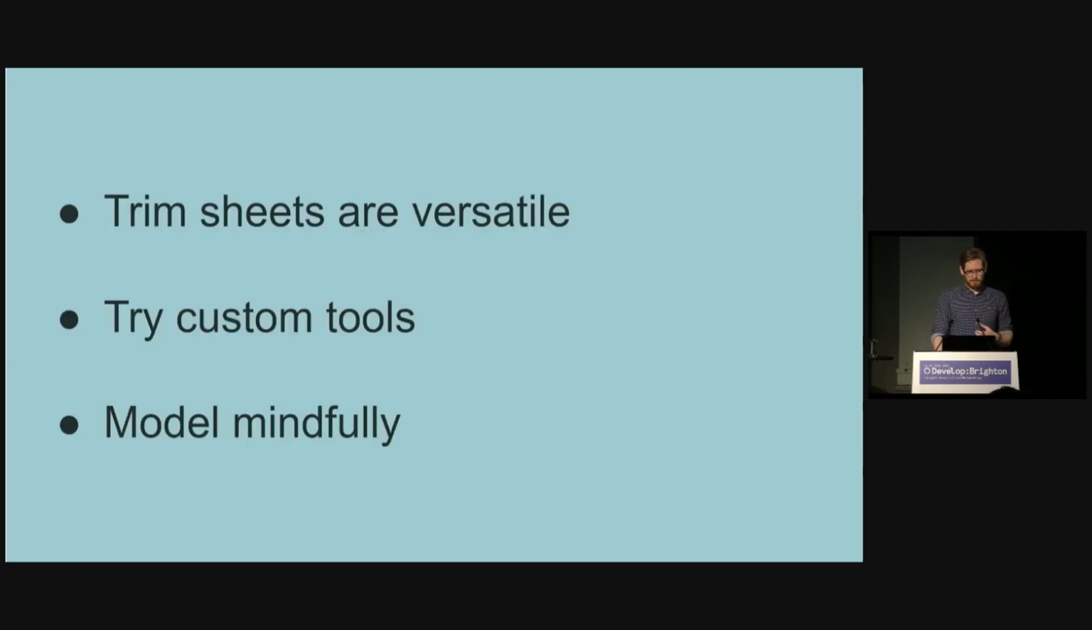So to summarize, trim sheets are versatile. They can fulfill a wide range of surface material qualities, and they're reusable between assets, so they're really good for things like base parts and environment assets. Secondly, try out and explore custom nodes and custom tools. Explore the more technical side of whatever tools you're using, because it can open creative avenues, and it gives extra intentionality to what we make. And last but not least, when we're modeling, it's important to model mindfully and make sure that we're only making what we really need.